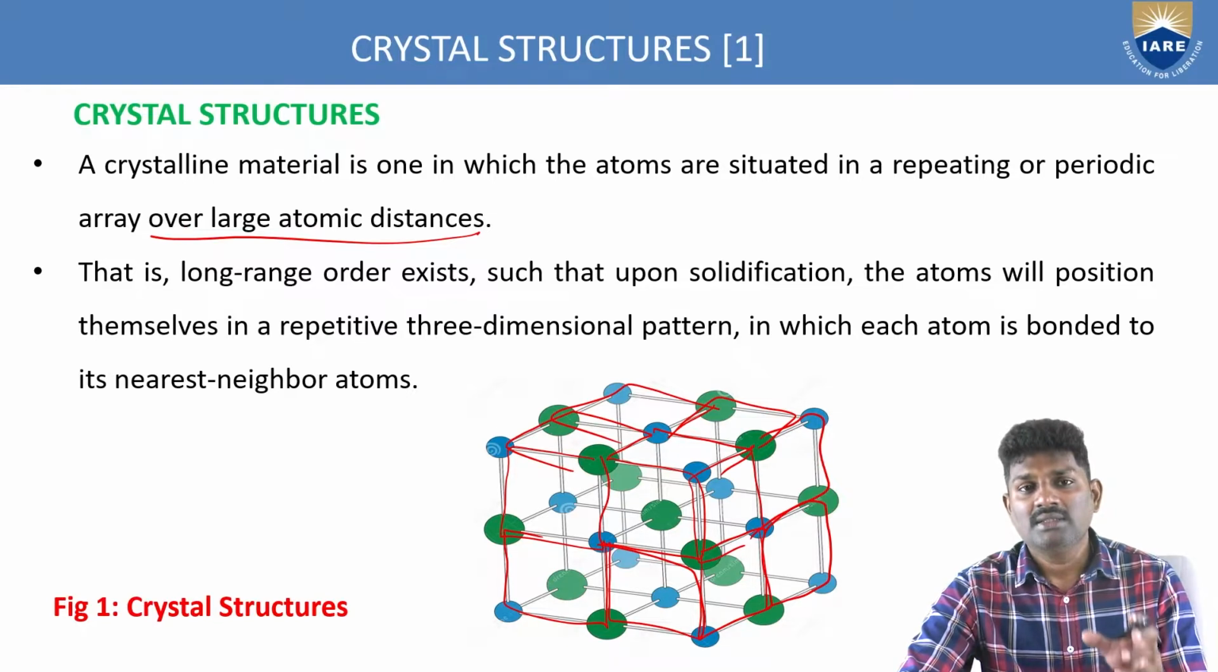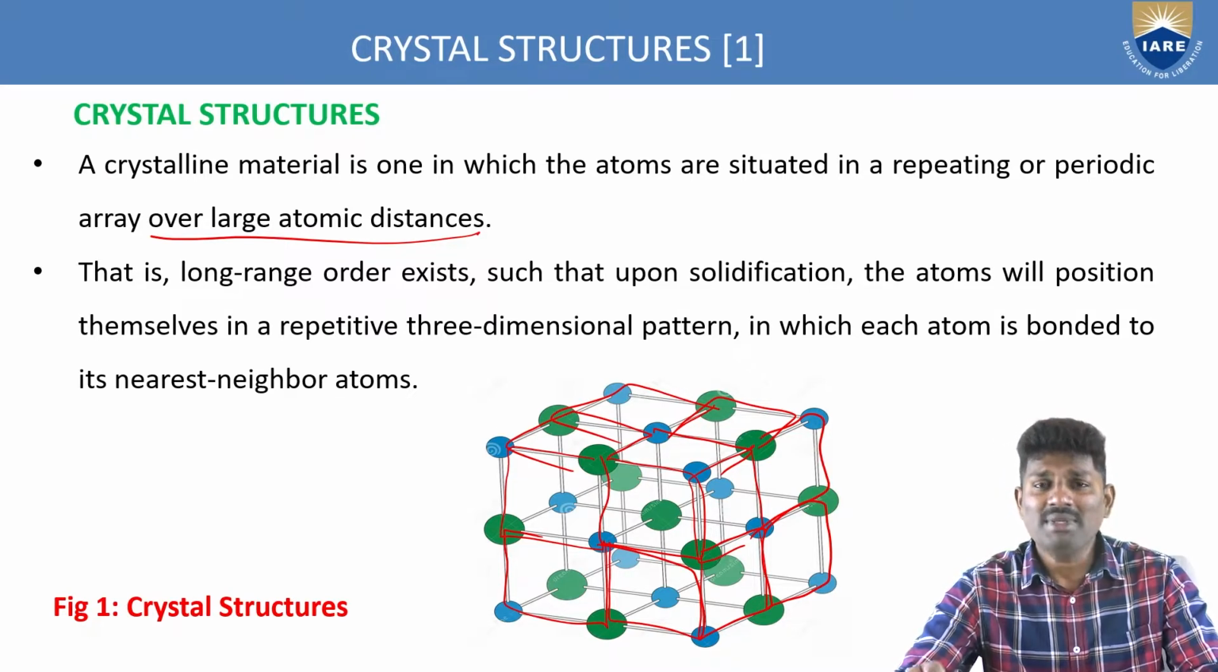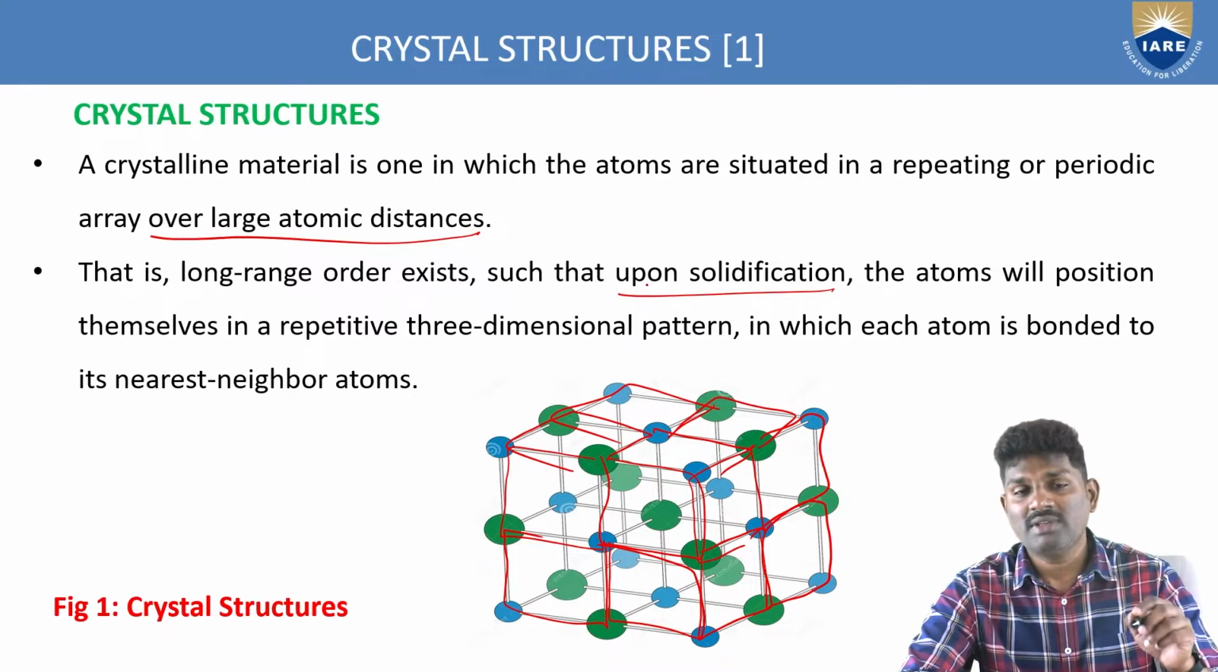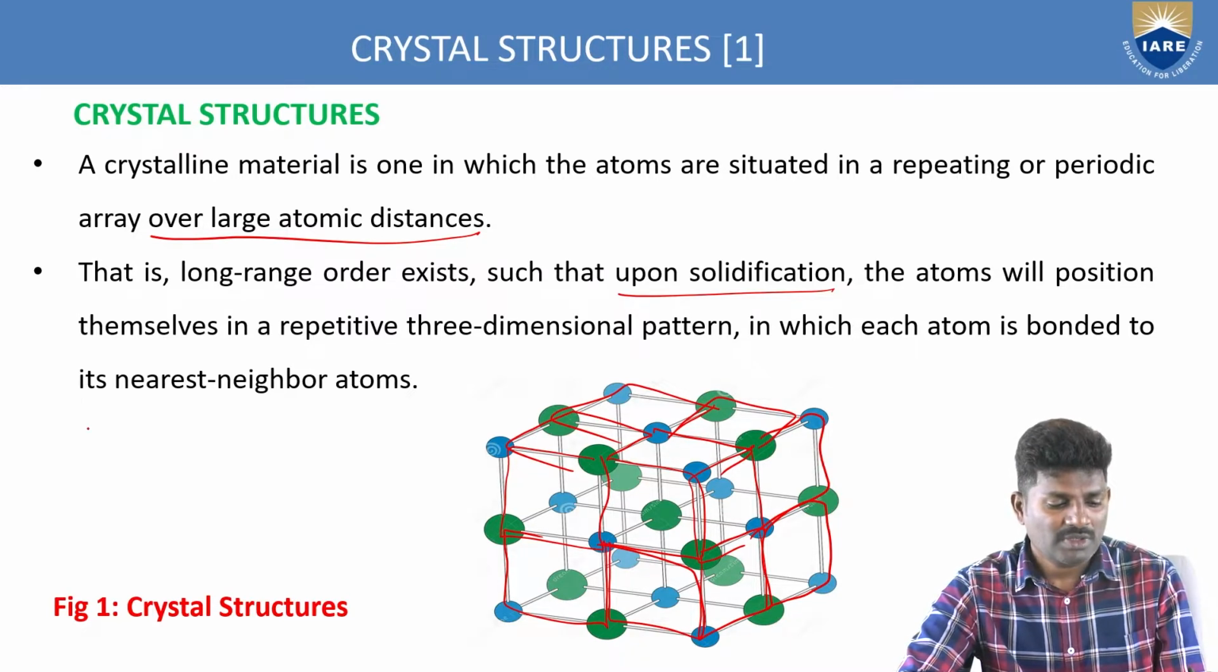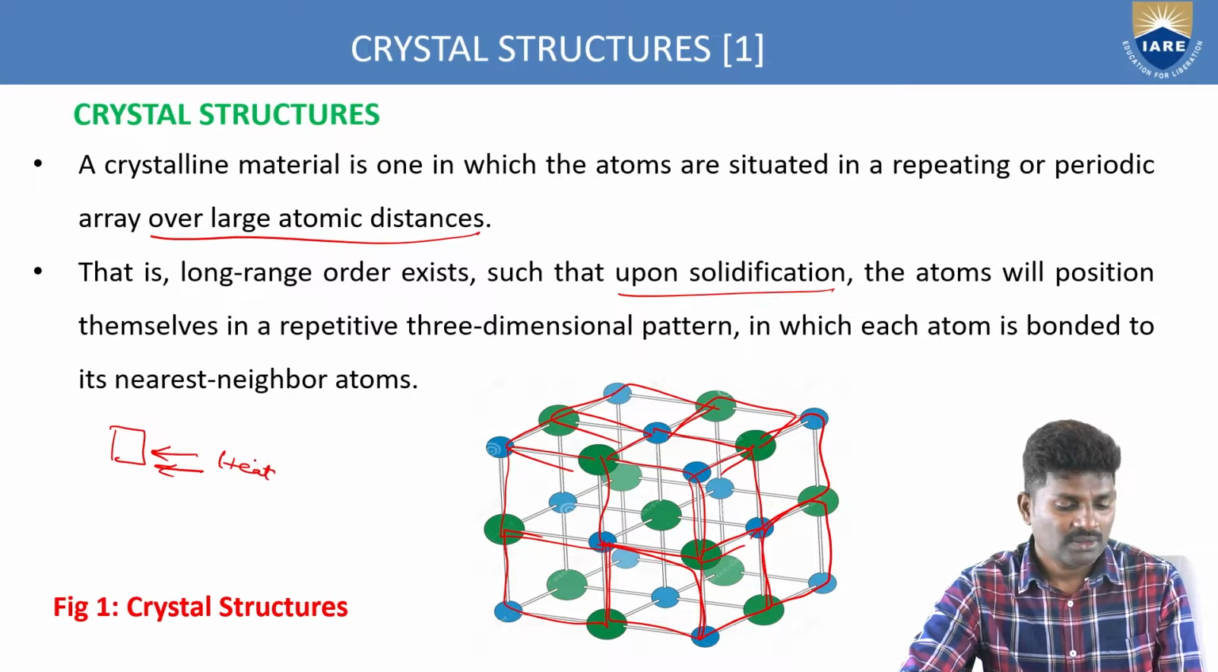So this distance helps us to find out the solidification and liquefaction of any material, or the melting and boiling temperatures of any given material. Now, what is happening here? This long range order exists such that upon solidification, so this is very important. Generally, how can we tell that some material will withstand up to what temperature during any working operation? Based upon the atomic structure only, we can tell. Suppose this is the material, and you are giving some heat to this during the working process.